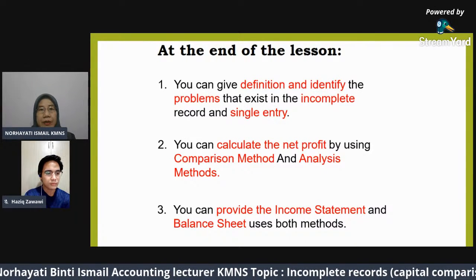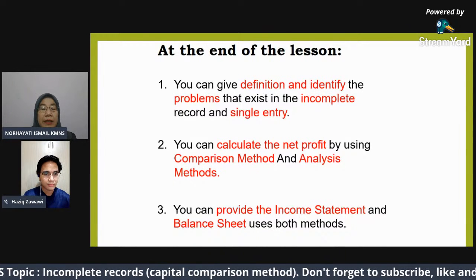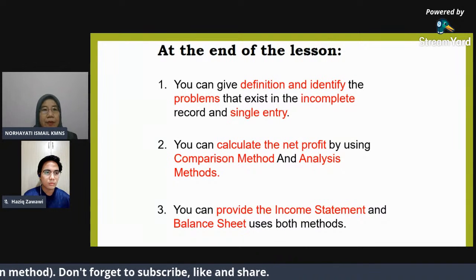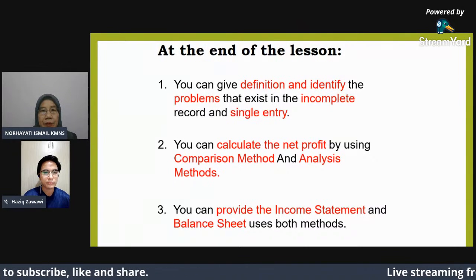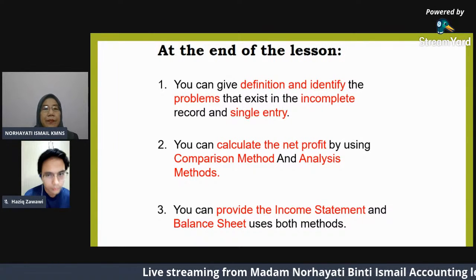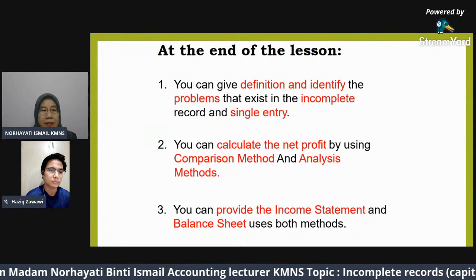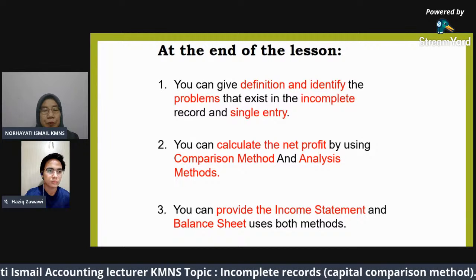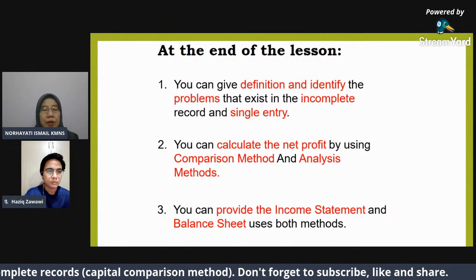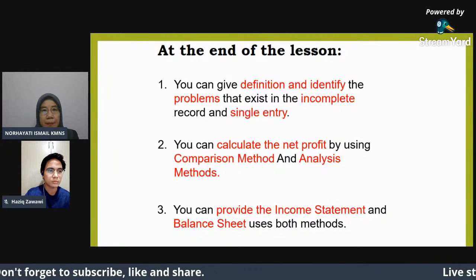So this is the theory. You must know what is the meaning, the incomplete record, or in Malay, rekod tak lengkap, and single entry, catatan tunggal. Okay, you can calculate the net profit by using comparison method, or in other words, kaedah perbandingan, and analysis method, kaedah analysis. So you are able to prepare the income statement and the balance sheet of financial position when you use this method.